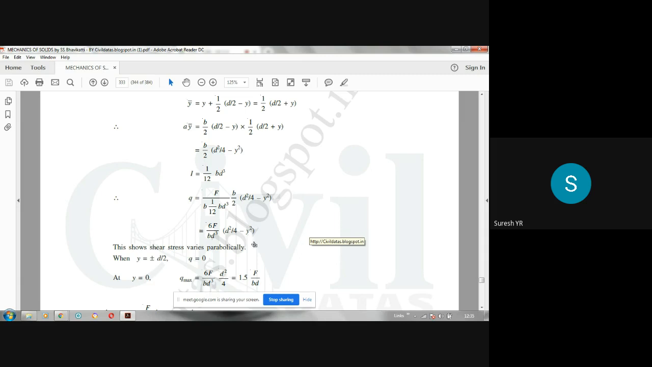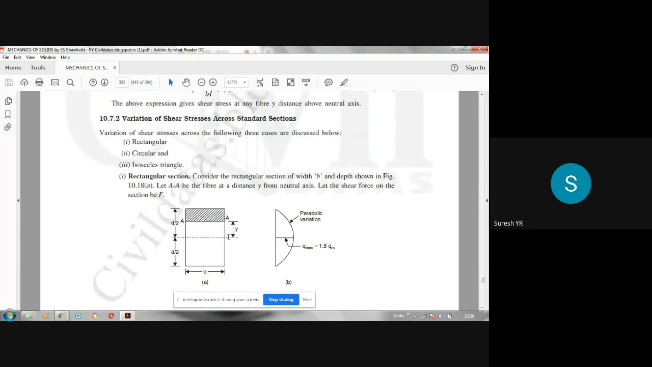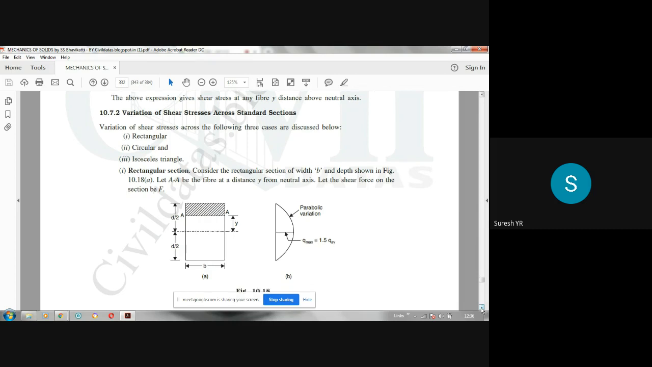Now see, by putting values for y, you can get the values of q. So at y is equal to plus or minus d by 2, what do you mean by plus or minus d by 2? Plus d by 2 means if y is measured above the neutral axis, it is plus. If y is measured below the neutral axis, it is minus. So this is plus d by 2, this is minus d by 2. If you put y equal to plus or minus d by 2, what is the value of q there? So q becomes 0 here.